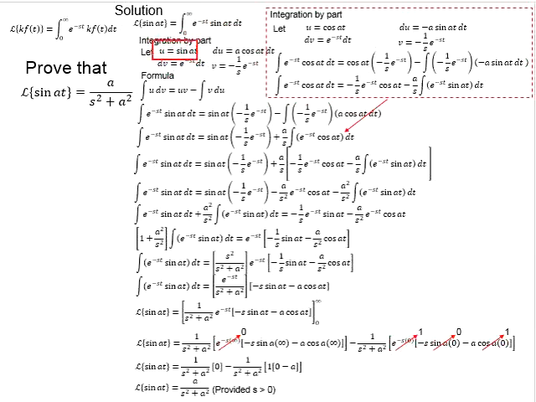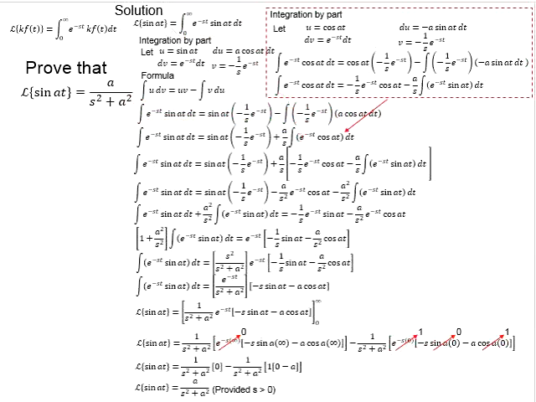With the u here, differentiate u to get du equals a cos at dt. With the dv here, integrate the function, you will get v. Use the formula of integration by parts: uv minus integral of v du. That means the integration of this will give you this outcome.